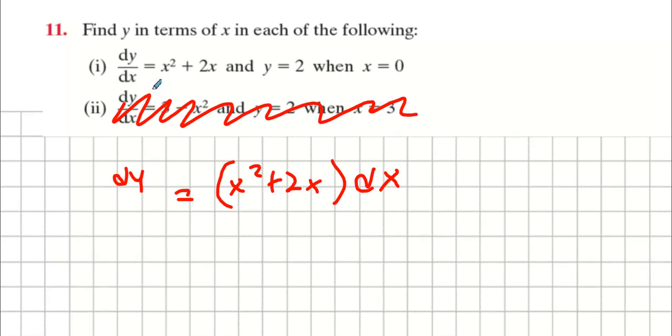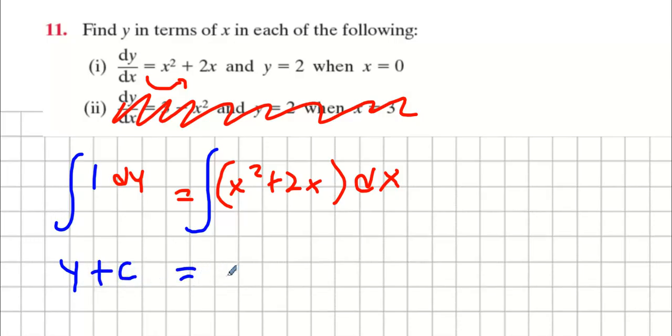And what we did with question 11 is we brought the dx to the other side. And now we have dy equals x squared plus 2x dx. What we're going to do to both sides is integrate both sides. What happens when you integrate 1 to y? What do you get? Would everybody just be happy with y? Technically, there's a c there as well, isn't there? Happy with that? Now, what happens when we integrate x squared? What do we get? x cubed over 3.